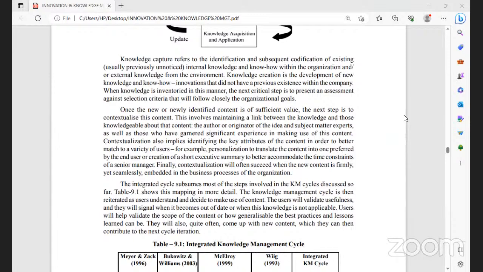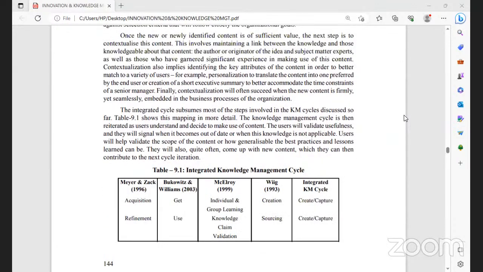Contextualization also implies identifying the key attributes of the element in order to better match a variety of users. Means personalization: to translate the content into one preferred by the end user, or creation of a short executive summary to better accommodate the time constraints of a senior manager. Means finally, contextualization will often succeed when the new content is formally yet seamlessly embedded in the business process of the organization. Means the integrated cycle subsumes most of the steps involved in knowledge management cycles.